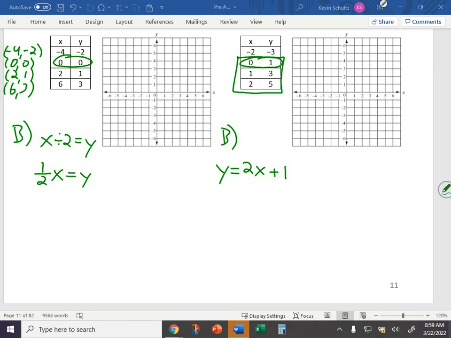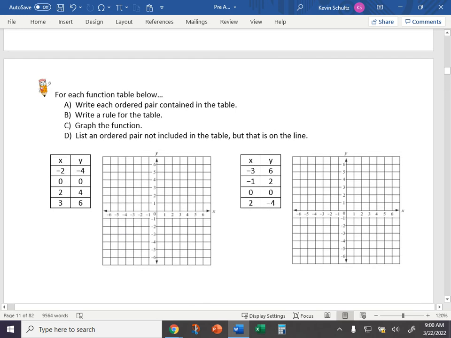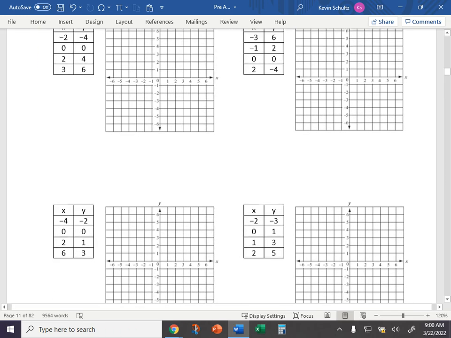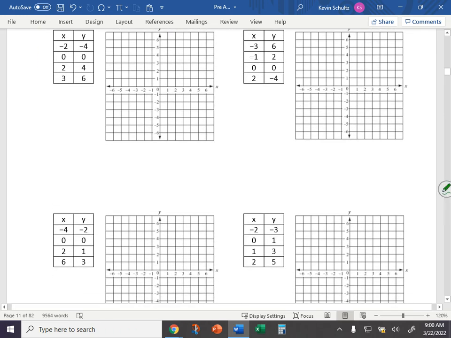Yeah? The one above that one, I'm super confused on. For the rule or for something else? The rule. Okay? Top right corner. Negative 3, 6. Negative 1, 2. 0, 0. What does this 0, 0 tell us?